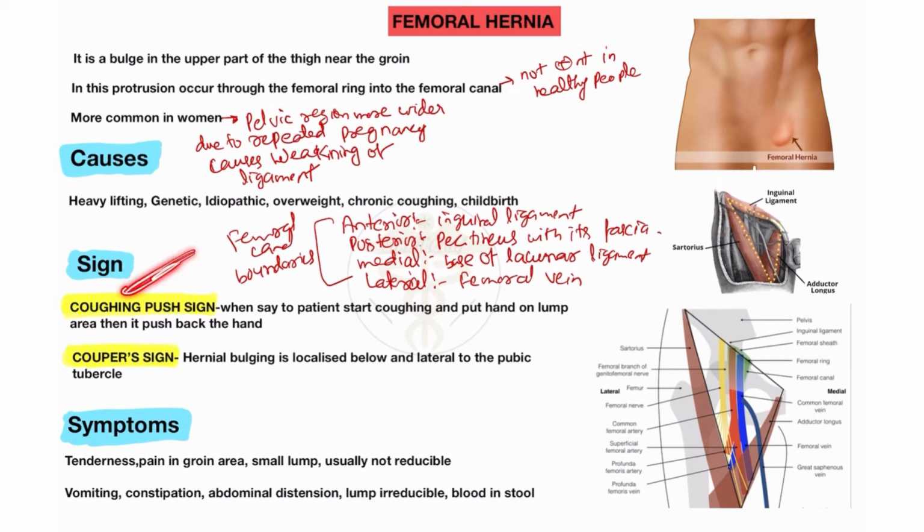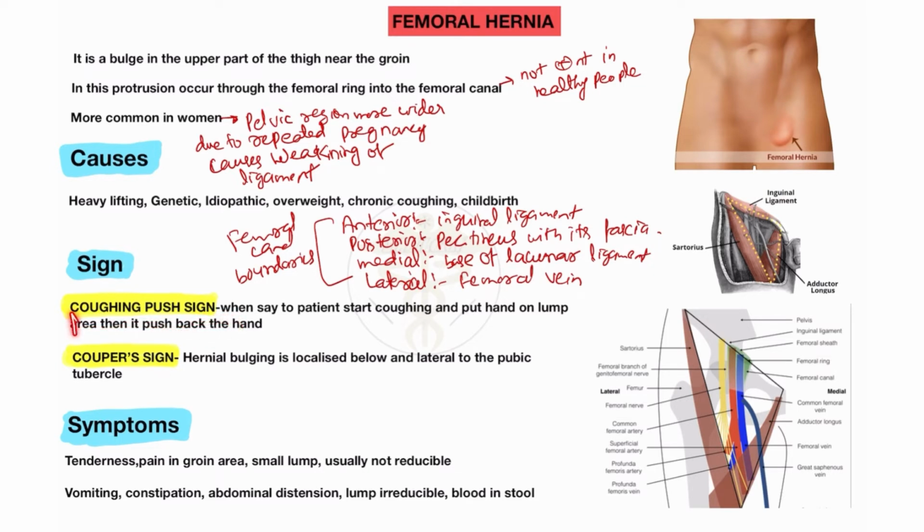What signs will you see in a patient with femoral hernia? There are mostly two signs you will see in hernia. First is the coughing push sign. This is the sign when you ask the patient to start coughing and put your hand on the lumpy area, in any type of hernia. Then it pushes back the hand, which is the sign we use for the diagnosis of hernia.